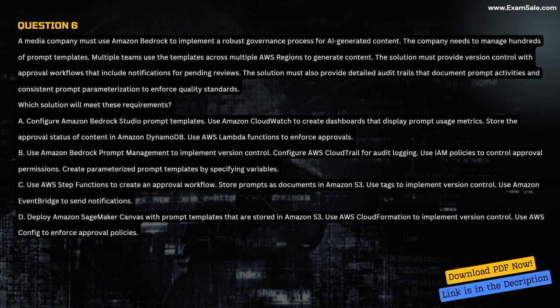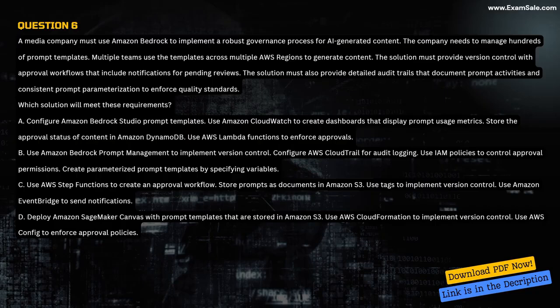B. Use Amazon Bedrock Prompt Management to implement version control. Configure AWS CloudTrail for audit logging. Use IAM policies to control approval permissions. Create parameterized prompt templates by specifying variables.